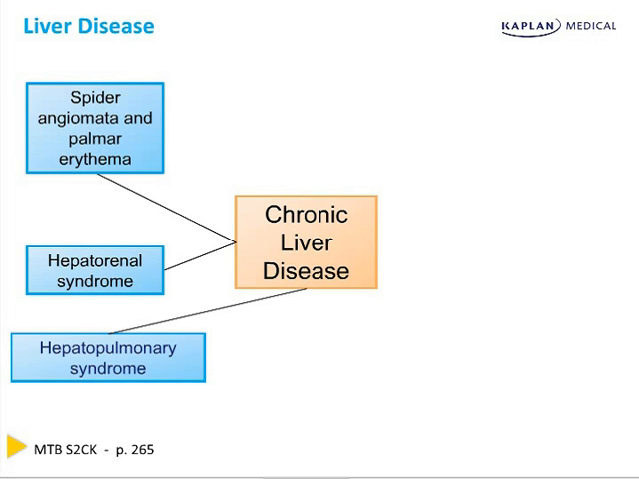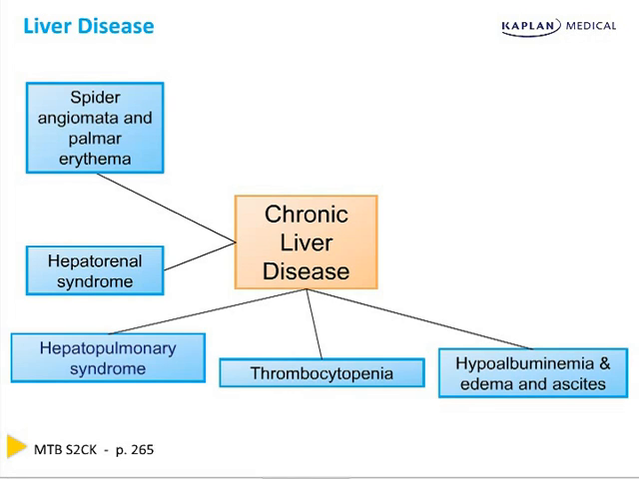Hepatopulmonary syndrome is when the liver stops clearing vasodilators such as nitric oxide. When you have a buildup of these vasodilators, you get pulmonary edema. This leads to shortness of breath and hypoxia. There's thrombocytopenia, which is thought to be due to hypersplenism. There's even some evidence to show that thrombopoietin is interrupted when chronic liver disease ensues.